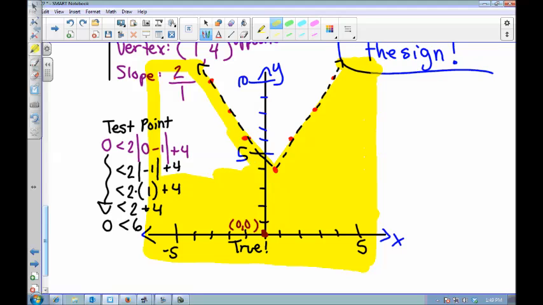Make wings. Okay? If that point had been false, where would we shade? Inside. Okay, so we just shade inside the V.